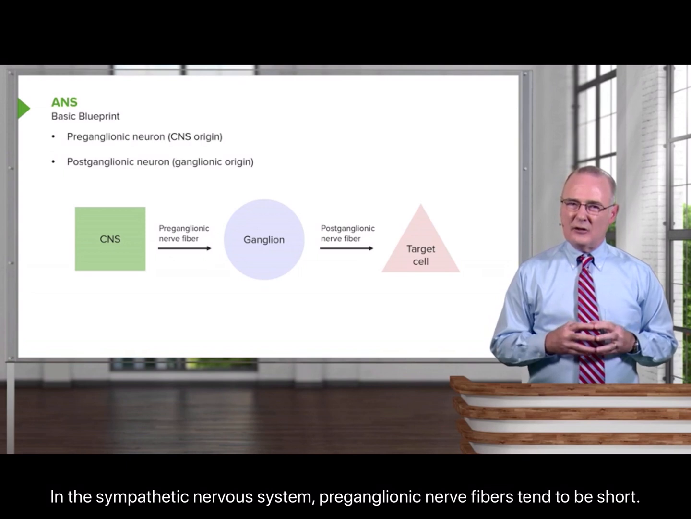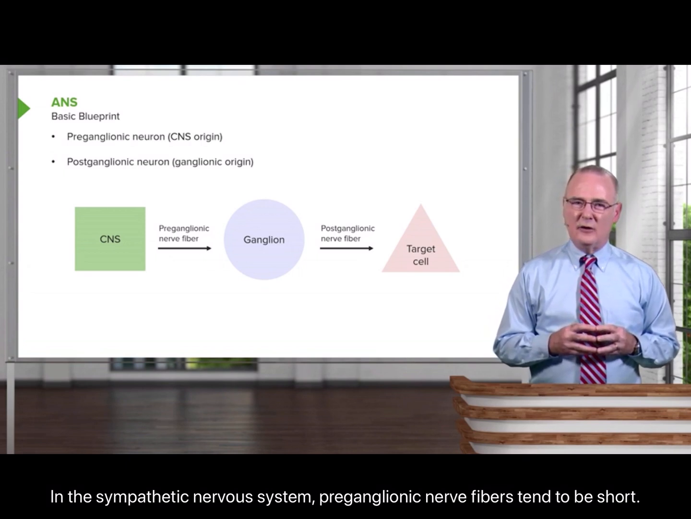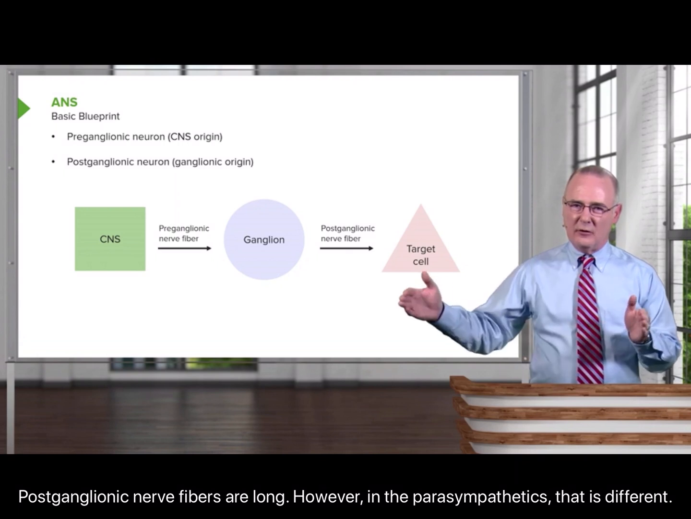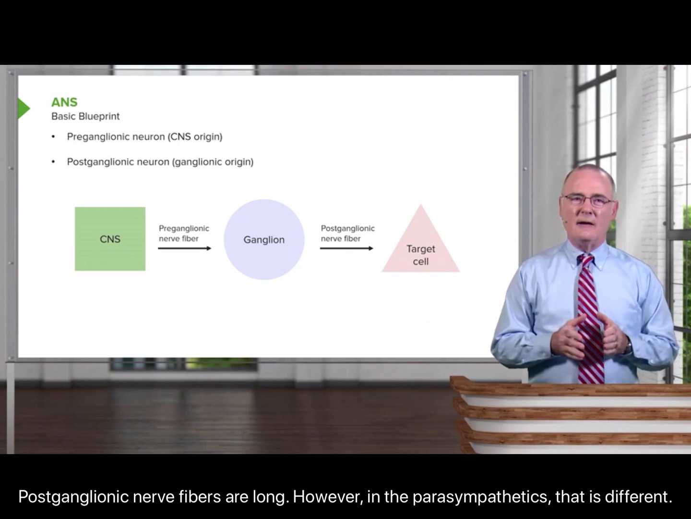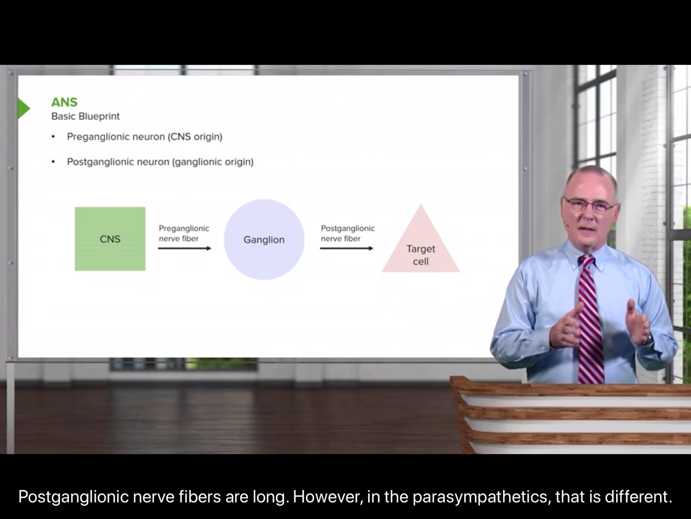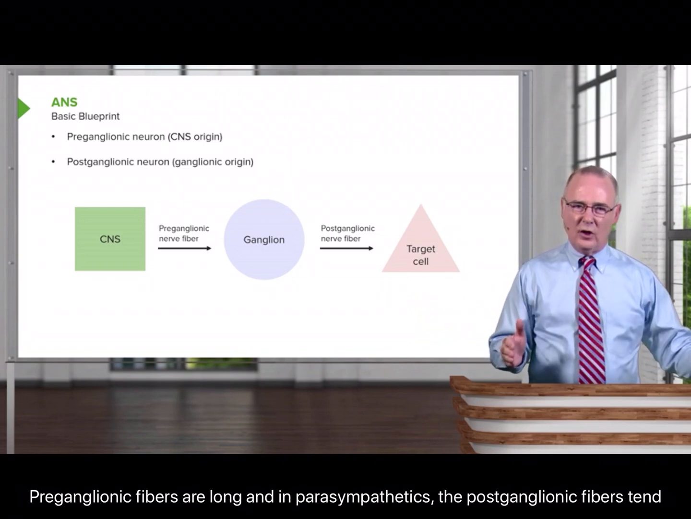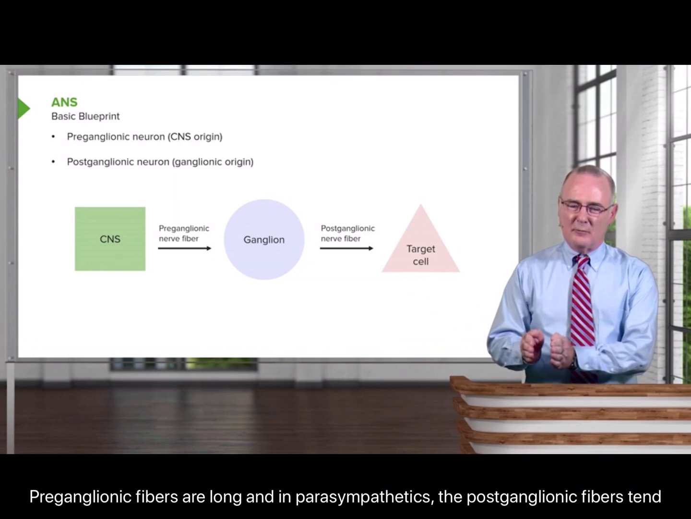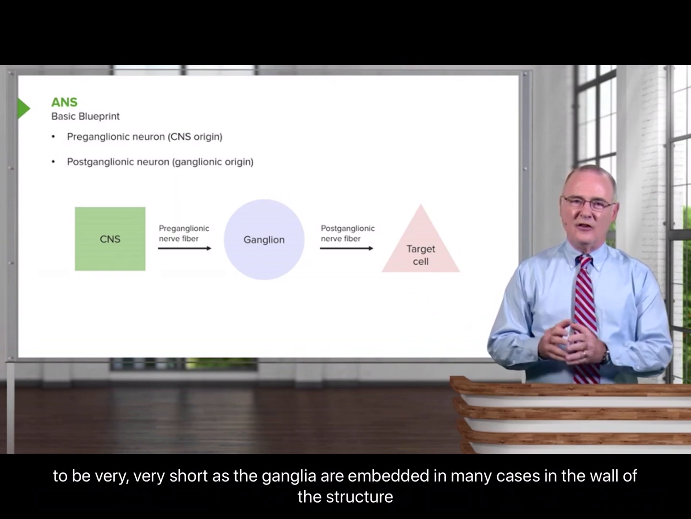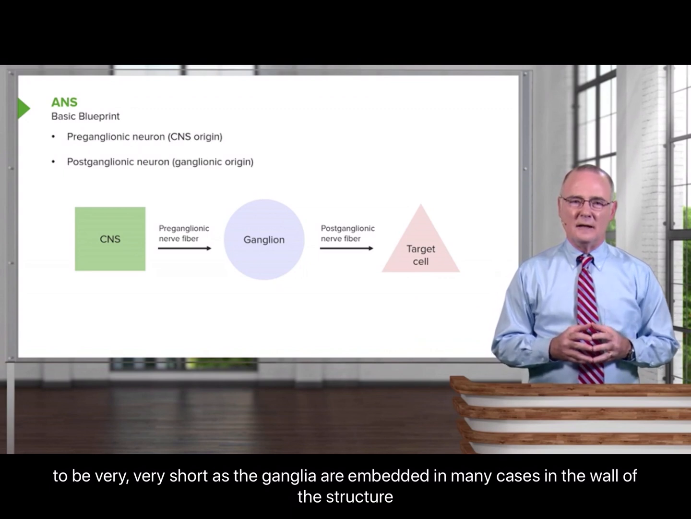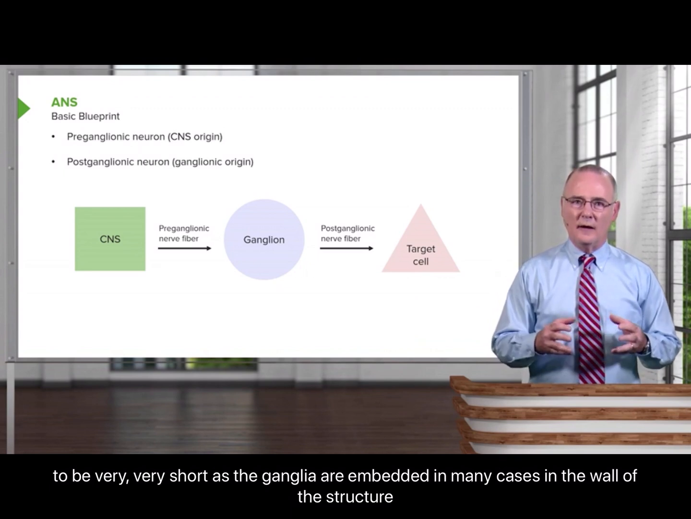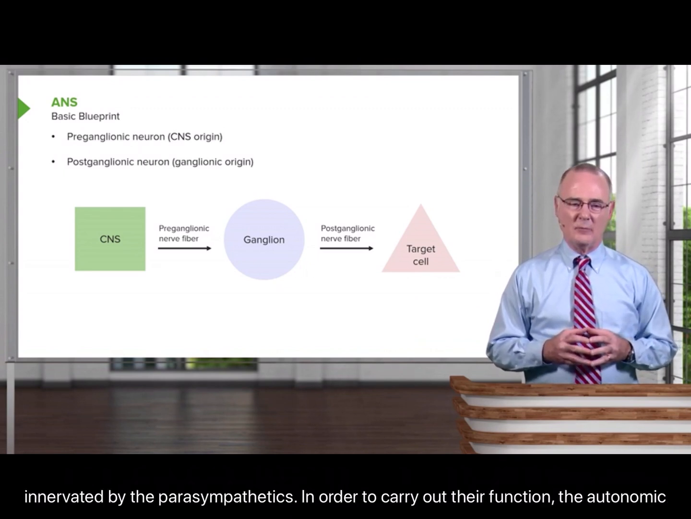In the sympathetic nervous system, preganglionic nerve fibers tend to be short. Postganglionic nerve fibers are long. However, in the parasympathetics, that is different. Preganglionic fibers are long, and in parasympathetics, the postganglionic fibers tend to be very, very short, as the ganglia are embedded, in many cases, in the wall of the structure innervated by the parasympathetics.